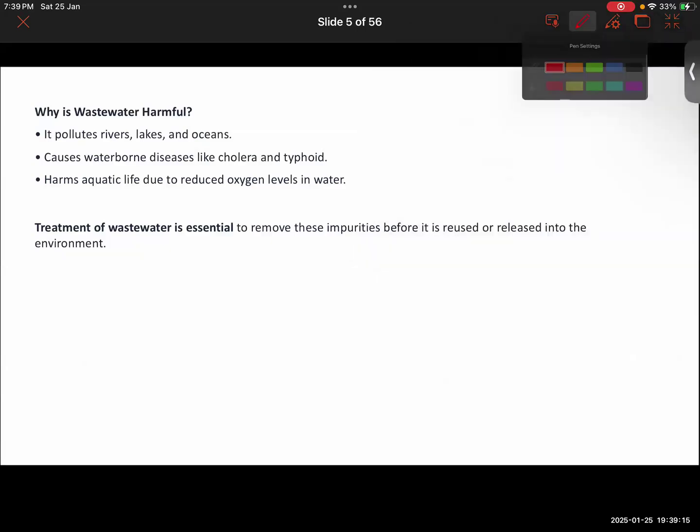Further, the question is, why is this wastewater harmful? This wastewater is harmful as it pollutes the rivers, lakes, and oceans, right? And it causes waterborne diseases like cholera and typhoid. So many kinds of diseases are spread from the wastewater also. In the later part of the chapter, we have a separate section where we'll be learning about sanitation and disease in detail.